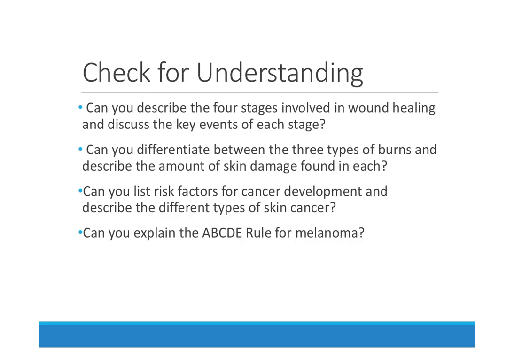So check for your understanding. Can you describe the 4 stages involved in wound healing and talk about the key events that happen at each stage? Can you differentiate between the 3 types of burns and describe the amount of skin damage that's found in each type? Can you list the risk factors for skin cancer development and describe these 3 different types of skin cancer? And can you explain what you would do to apply the ABCDE rule to determine if a spot on your skin is a melanoma?